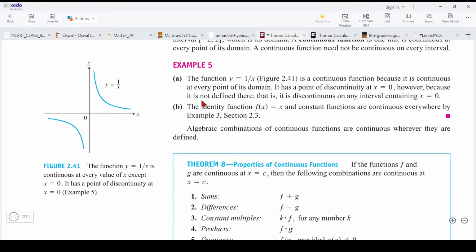See, for example, this one. It is not continuous at zero, but we don't include that in the domain. We say the domain is minus infinity to plus infinity except zero. So that's how we call it continuous.